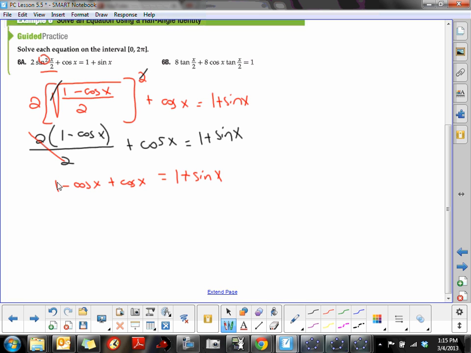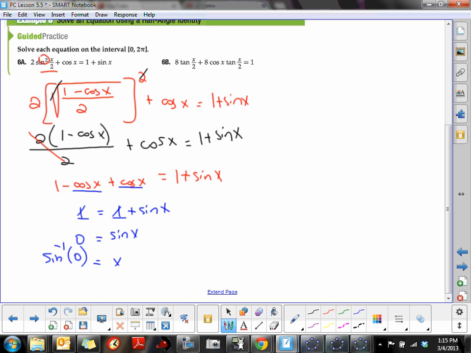And then what we'll do is collect our like terms. So it's 1 equals 1 plus sine of x. And then the 1's will reduce if we bring a 1 over. 0 equals sine of x. Which means we're looking for an angle whose sine value is 0.